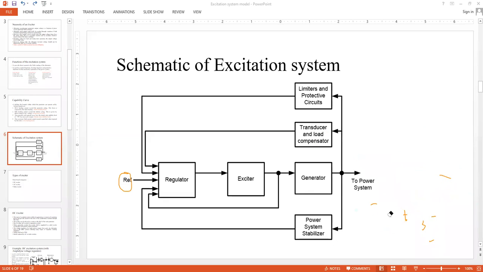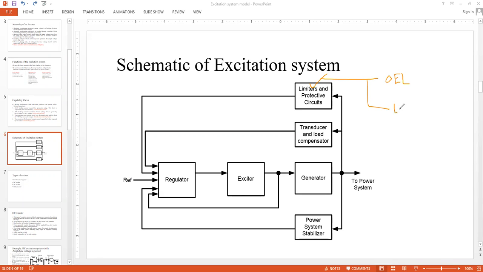No question. Okay, so let's move on. So that is the job of the load compensator, that is usually put within the same block as the transducer. Next is the limiter. If we go up, there are the limiter and protective circuits. As we just mentioned, there are several different kinds of limiter. One is the overexcitation limiter, simply known as OEL.